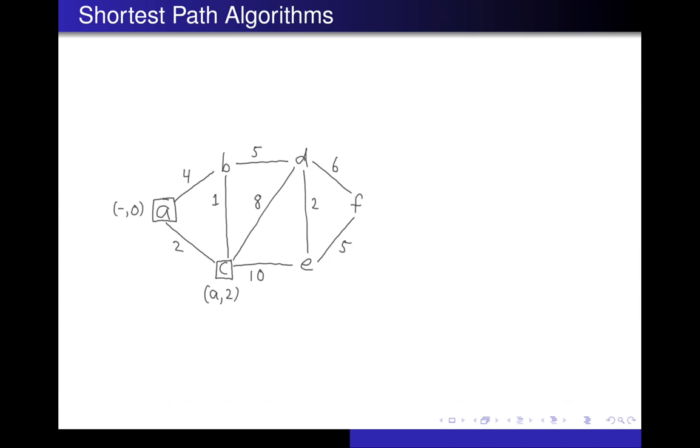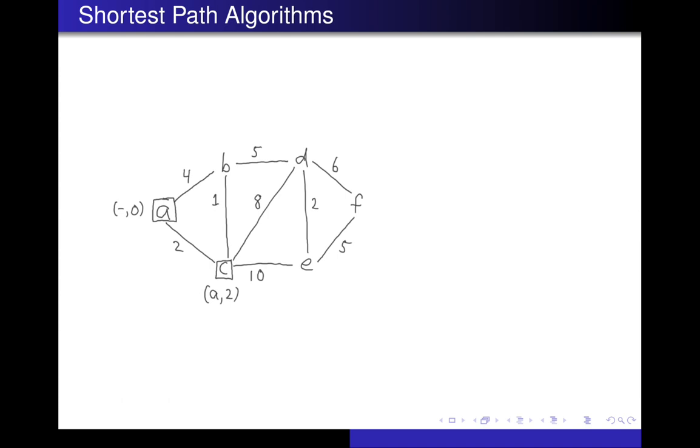So now what we're going to do is look at A and C. Those are the two known vertices, and we're going to look at the vertices adjacent to those. So A is adjacent to B, C is adjacent to B, D, and E. And then we're going to look at all those distances. So I'm going to start with C. C is adjacent to E. It has a distance of 10 from C to E.